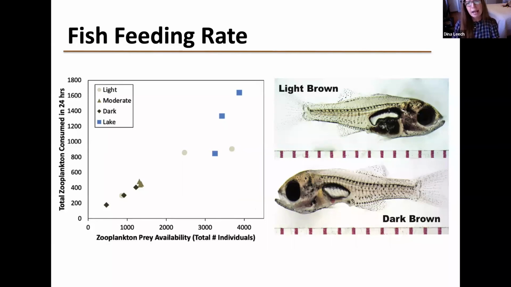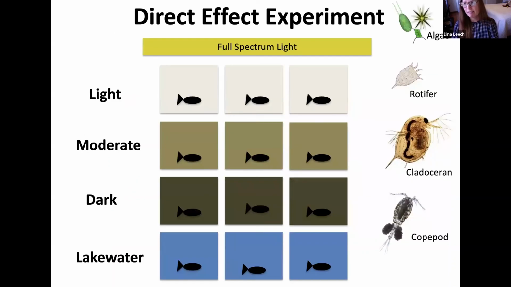Now, we also did another set of experiments where we said, okay, well, what if we give all the fish the same amount of food in each tank, and we do short-term experiments to test whether the brown color of the water affects how far and how well they can feed. And again, I don't have time to show all the data here, but what we found is that these baby bass are really good at seeing, even under dark water conditions. So it's not the browning that affects them directly. They're still able to find their prey.